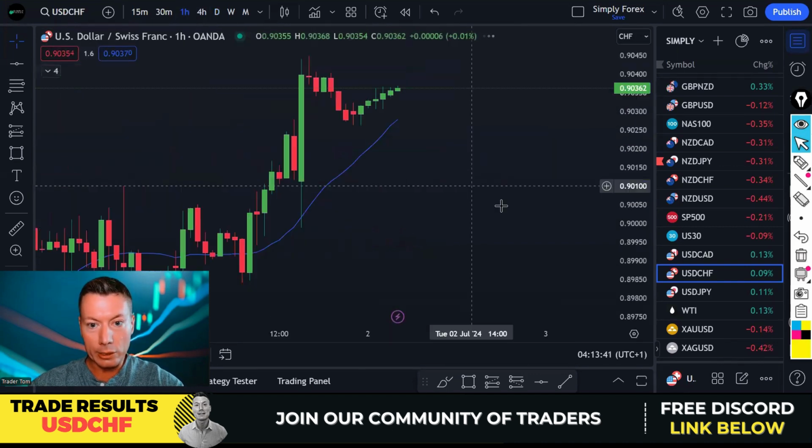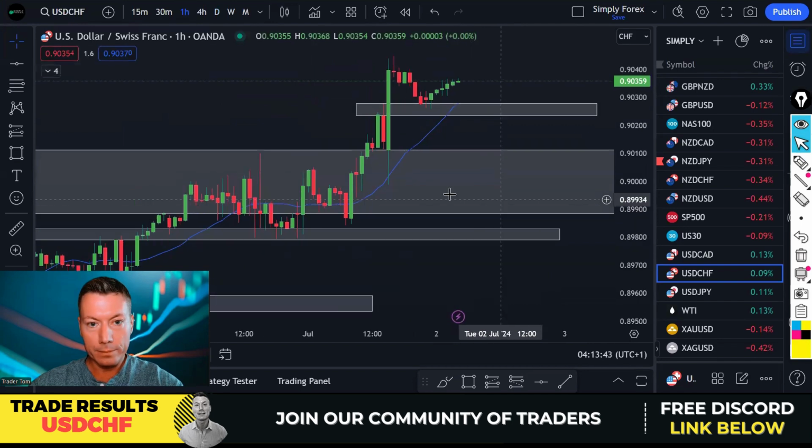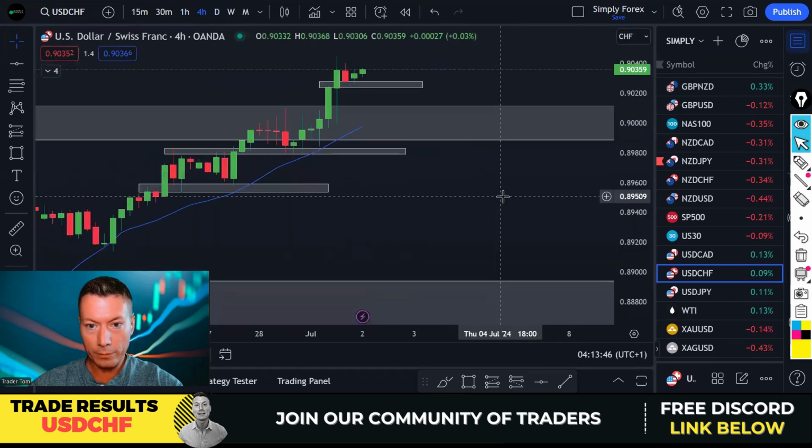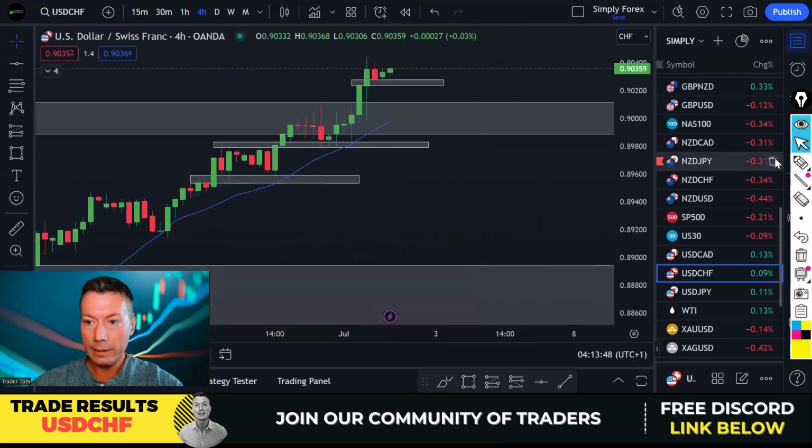If we drop down to the H1 now, let's start with the H4. If we look at the H4, this could potentially be the trade. Price retraces back to these highs here in this gray zone, moving average 20 catches up, we get a nice bullish reaction, and we can start buying US dollar Swiss franc. That's more the H4 trade.